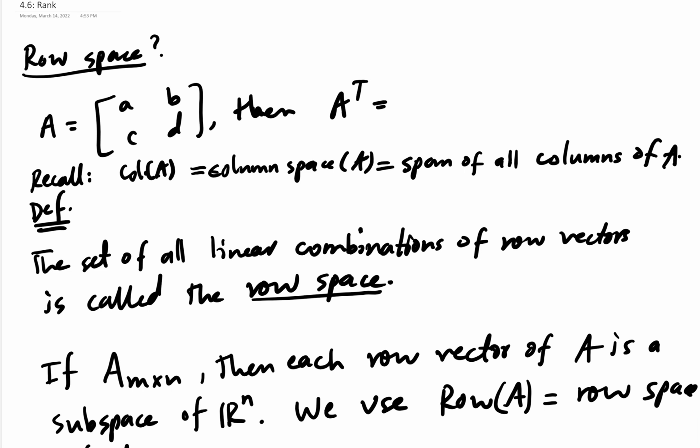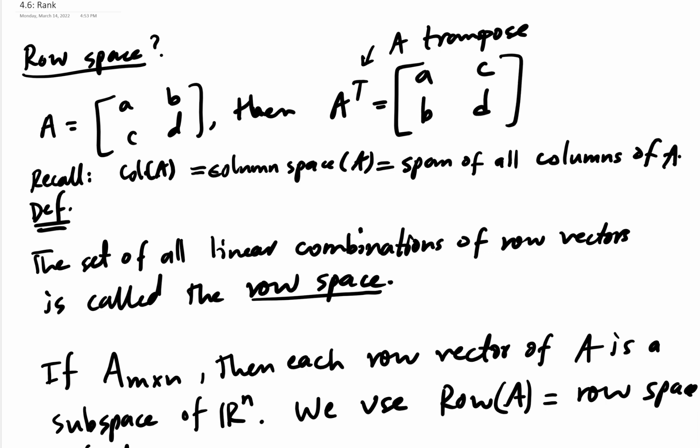So if we are given a square matrix A with a, b, c, d, then this is A transpose. How do you find A transpose? You make rows columns and columns rows. So a, b, c, d, like that. Row becomes column, column becomes row, because we need that.